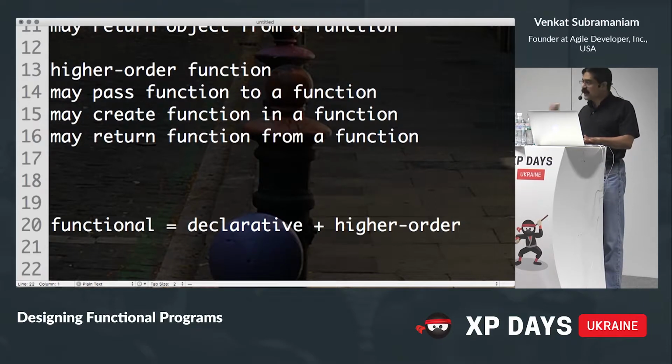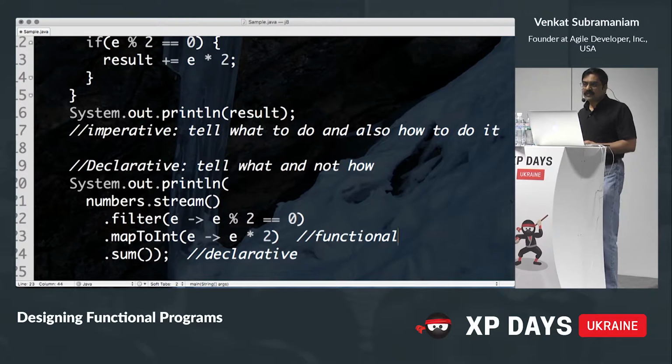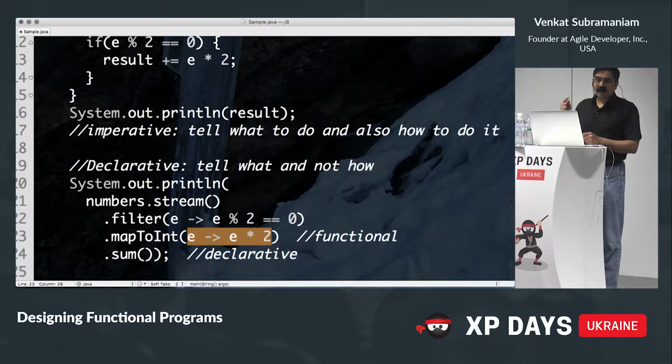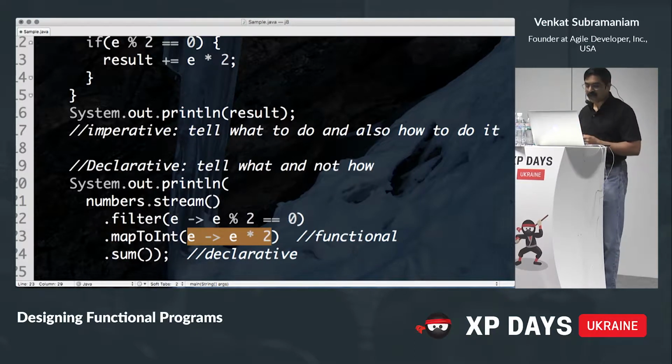Notice that the sum was declarative. But what about this line? This is functional. Why is this functional? Because notice map to int. You tell what to do. You didn't tell it how to do the mapping. However, to the map to int function, you are passing another function as an argument. So that makes map to int a higher order function. Sum is a regular function and it's declarative. Map to int is a higher order function and it's declarative. It's higher order because we are passing a function as an argument to this other function.